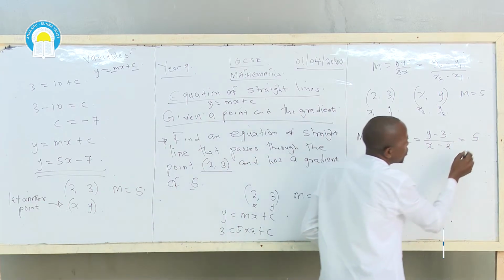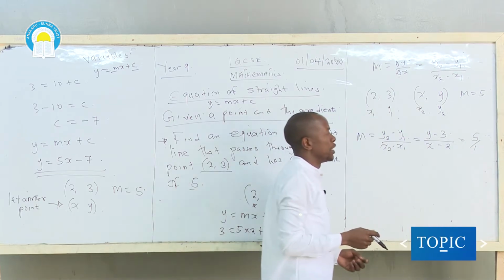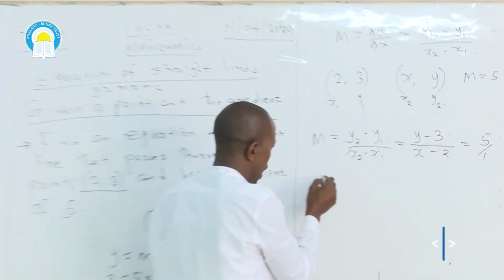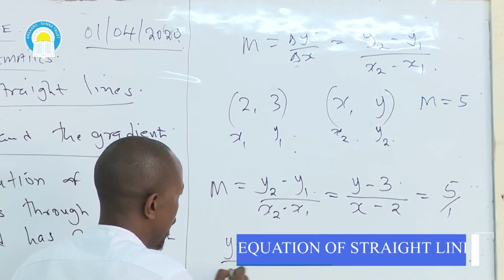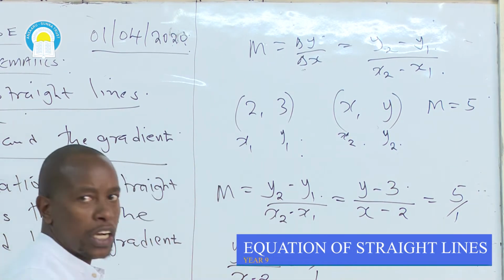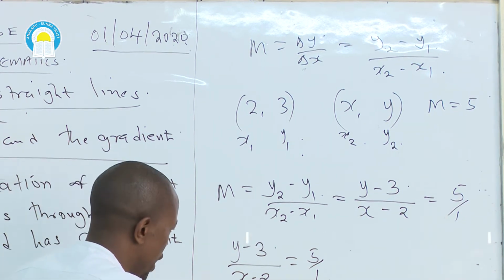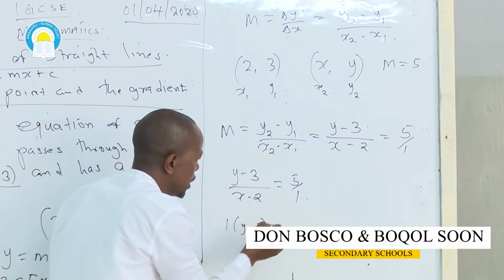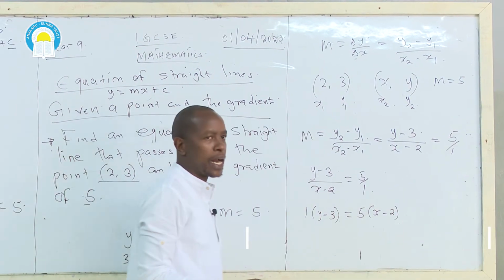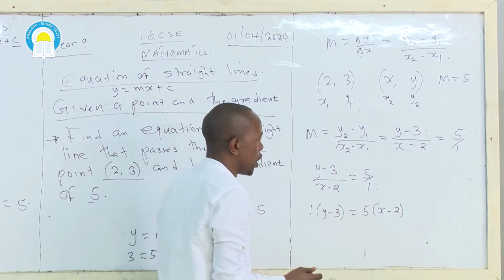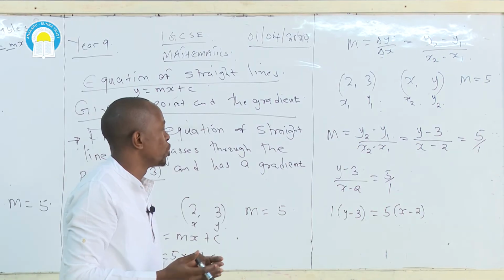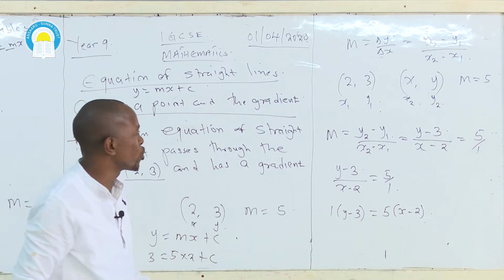Now, we can place 5 over 1, meaning that 1 will help you to cross multiply. So we have y minus 3 over x minus 2 is equals to 5 over 1. Then when we cross multiply, we have 1 into y minus 3 is equals to 5 into x minus 2. Now let's open the bracket. That bracket we have inserted is helping you to multiply so that you don't get confused.